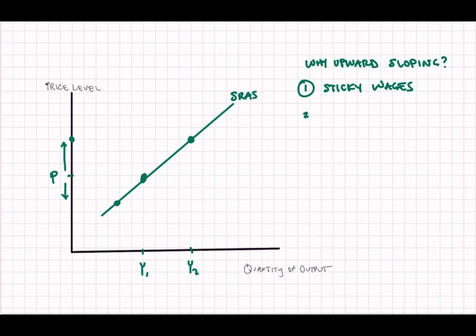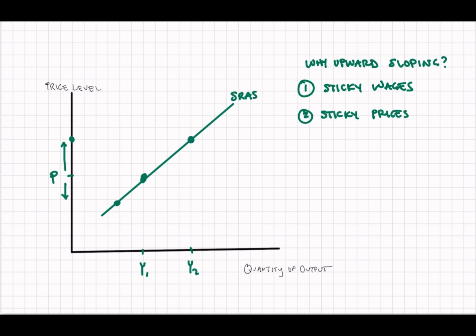The second one is similar to that. It's sticky prices. So oftentimes this is highlighted by a restaurant that prints menus. So in the menu, they print a price of the good or of each meal. And so if the price level changes and everything becomes more expensive, then the price of that meal doesn't change until they print a new menu. And that's what we think of as sticky prices. And that'll also explain why the short run aggregate supply curve is upward sloping.